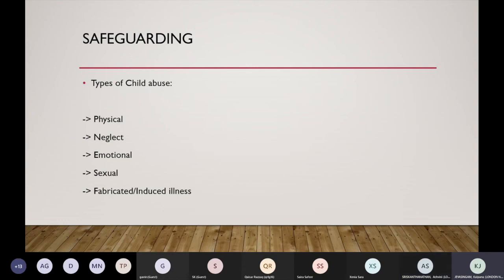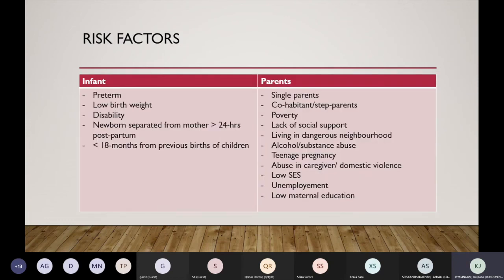Safeguarding, probably one of the biggest topics in children, but also for any patients. So the types of child abuse are physical, neglect, emotional, and sexual. Another one is fabricated or induced illness, also sometimes known as Munchausen syndrome.